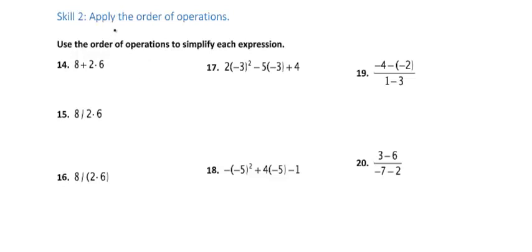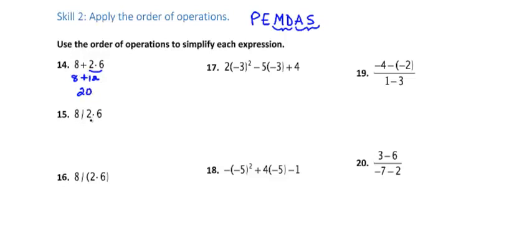The second skill was to apply the order of operations, and again as a mnemonic you can say, please excuse my dear Aunt Sally. That means parentheses or grouping symbols first, then exponential expressions, then multiplication and division in the order they appear from left to right, and finally addition and subtraction in order from left to right. In the expression 8 plus 2 times 6, multiplication takes precedence, so this would be 8 plus 12, which is 20.